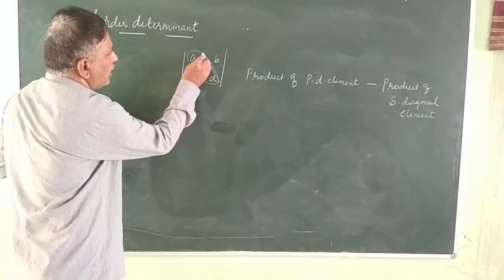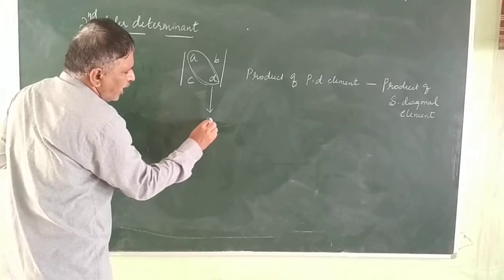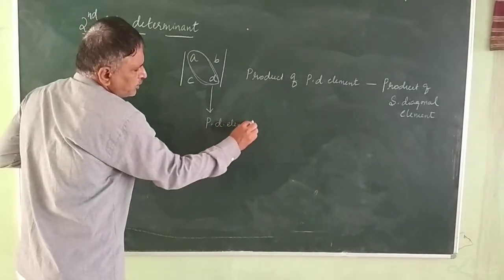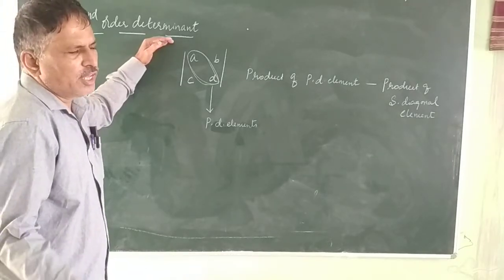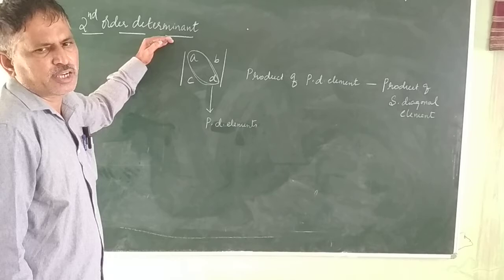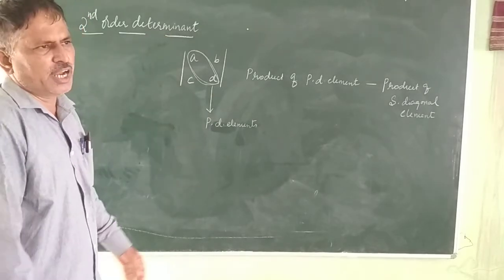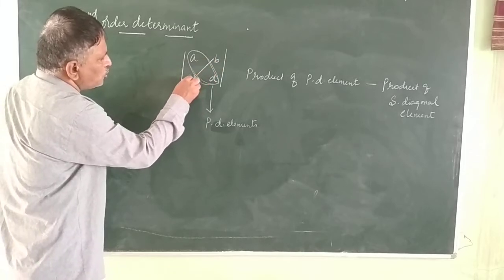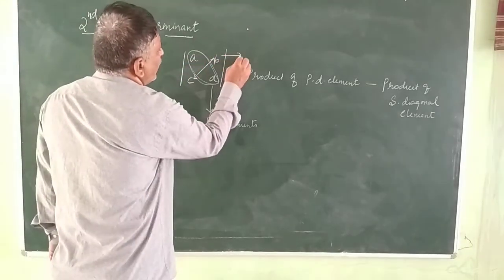Remember, this is what we call the principal diagonal. From the left top to the right bottom, it is called the principal diagonal, and the elements present in it are the principal diagonal elements. And this one, from B to C, is called the secondary diagonal.